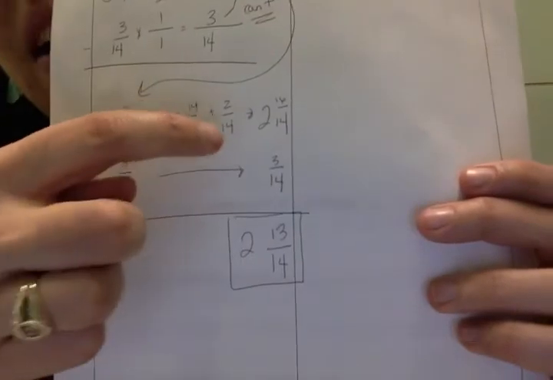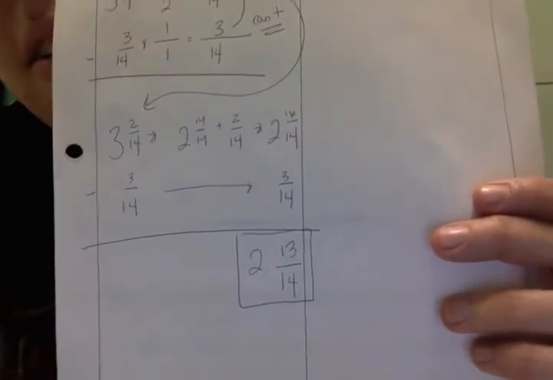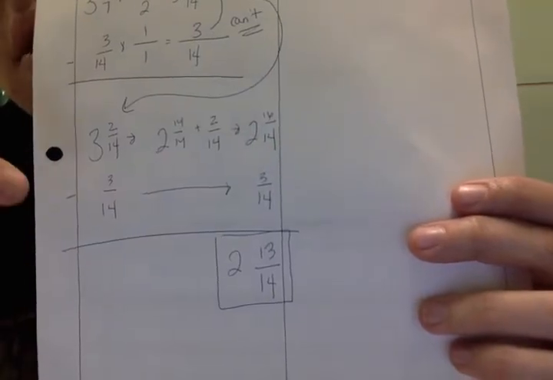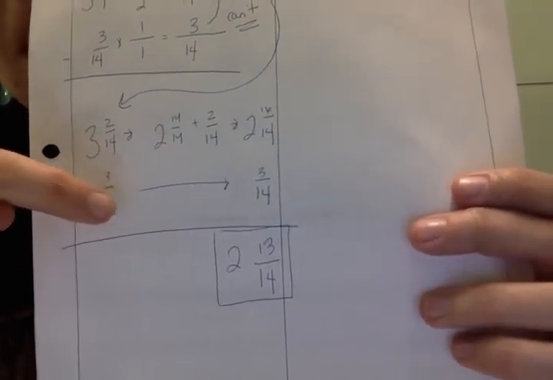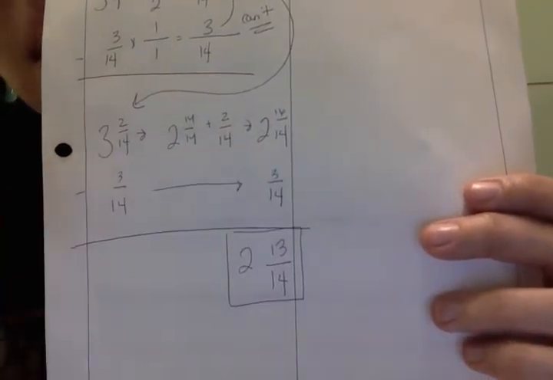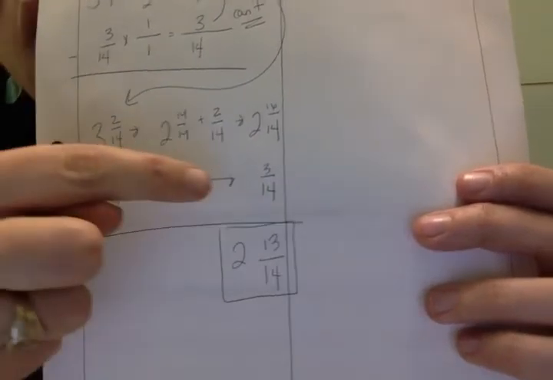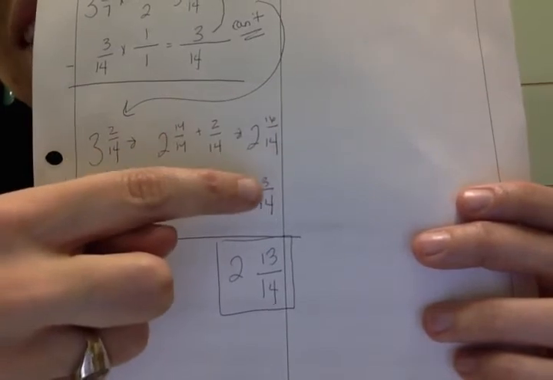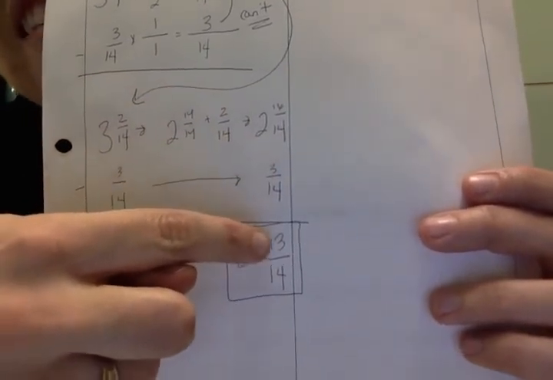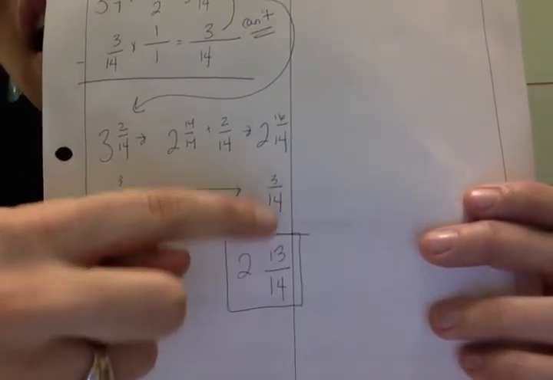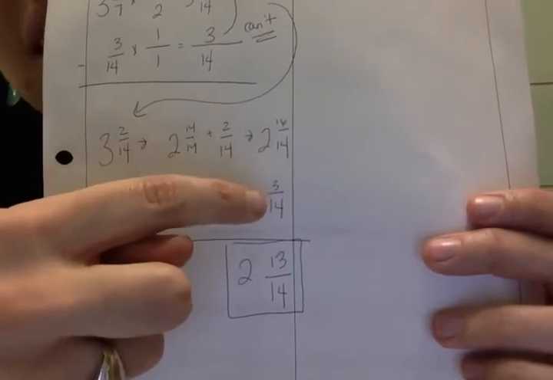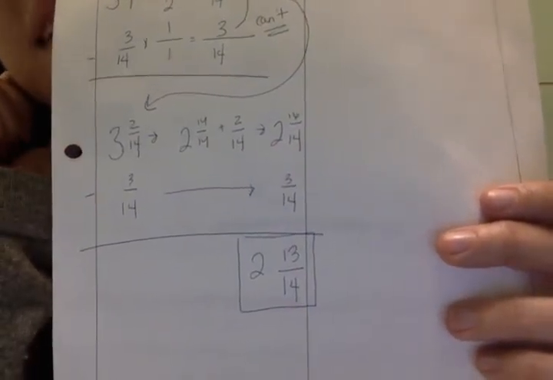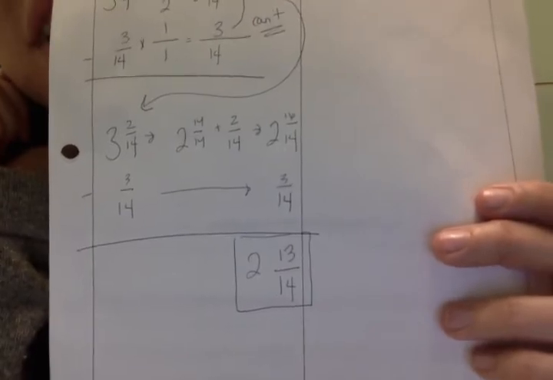But I can't forget about the 2 14ths I already had. So let me combine them. I get 2 and 16 14ths. My 3 14ths on the bottom can just slide right over. I don't need to make any changes. Always start my subtraction with the fractional part. 16 14ths minus 3 14ths is 13 14ths. And my 2, I'm subtracting 0 wholes, so my 2 stays the same. My answer is 2 and 13 14ths.